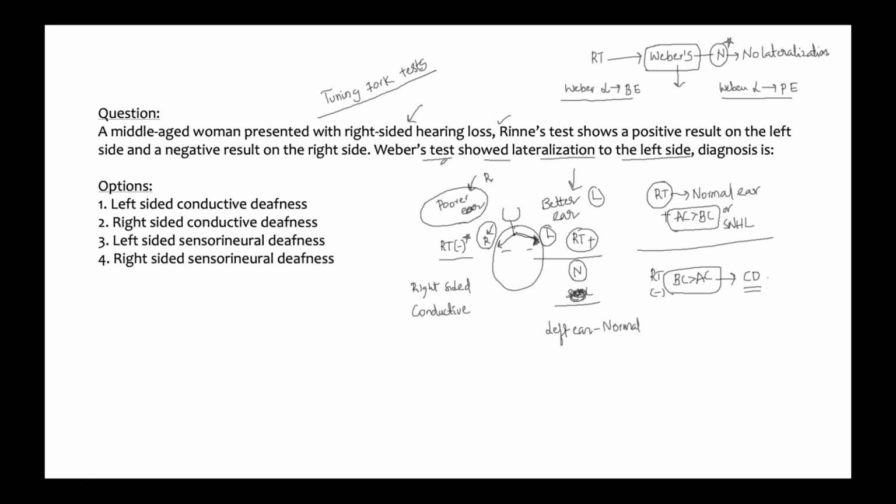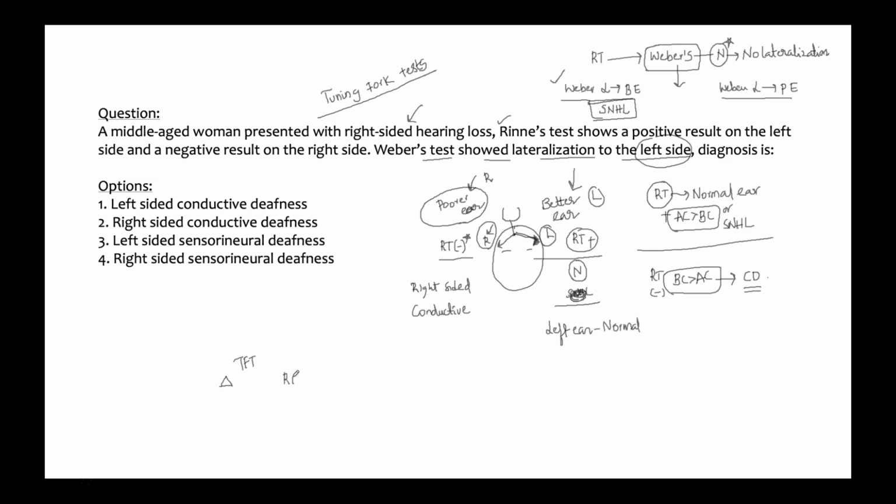From the question, they have already given information that Weber's test showed lateralization to the left side. That means lateralization to the better ear. Weber lateralization to the better ear indicates, so what does it indicate? Lateralization to the better ear indicates sensory neuronal hearing loss. Let me just simplify what is our diagnosis. So what is the diagnosis based on the tuning fork test here?